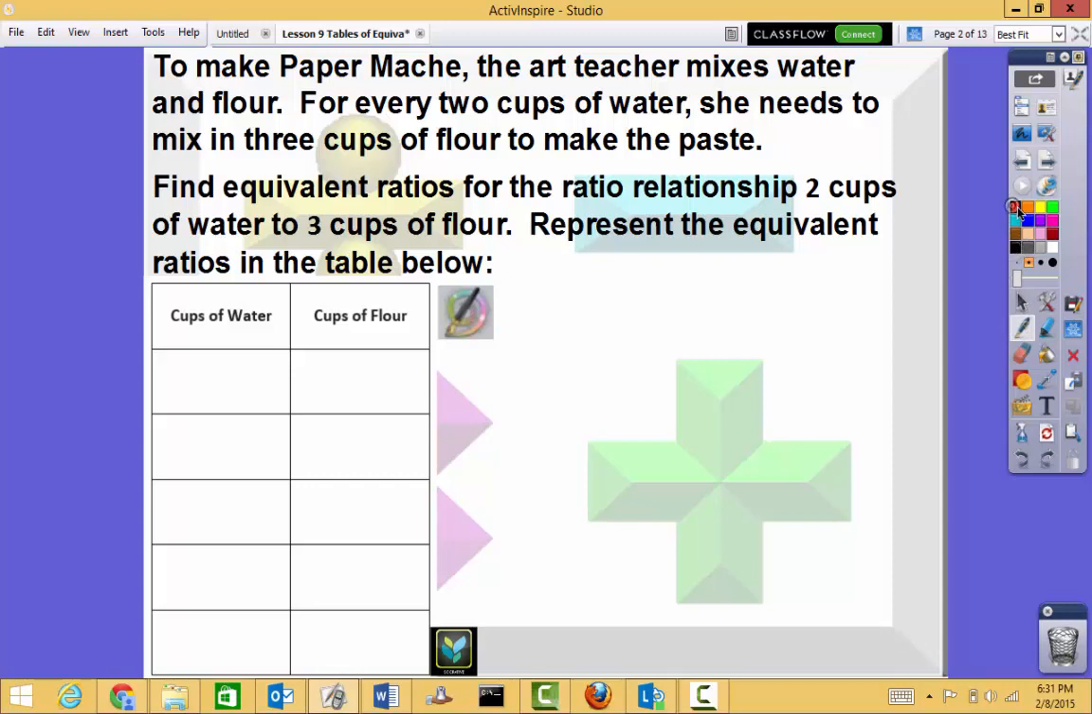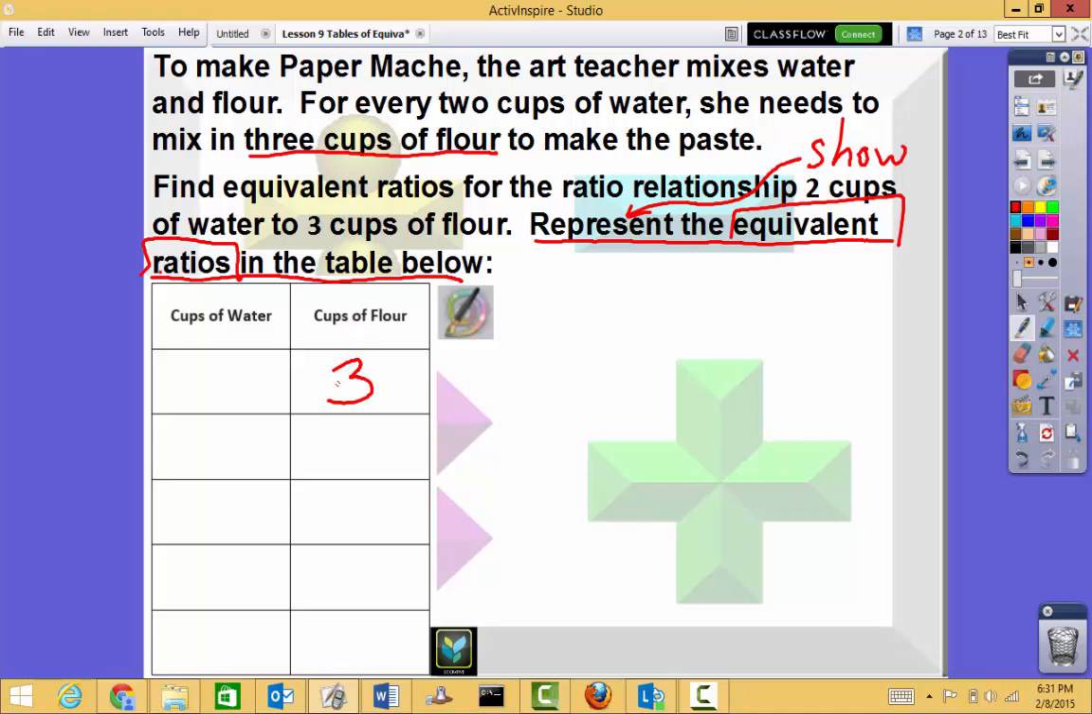So here is my main focus. It's saying represent the equivalent ratios in the table below. So it's asking me to show, represent means show or write, the equivalent ratios. So I'm not just focusing on 2 to 3, but I'm focusing on all those ratios that represent the same amount. So my first one is easy. It says I have 3 cups of flour, so I need to make sure I put that in the correct column. Here's my flour, 3, and it says for every 2 cups of water.